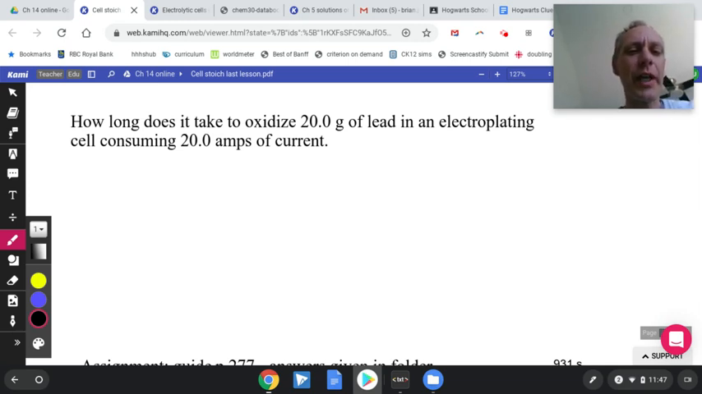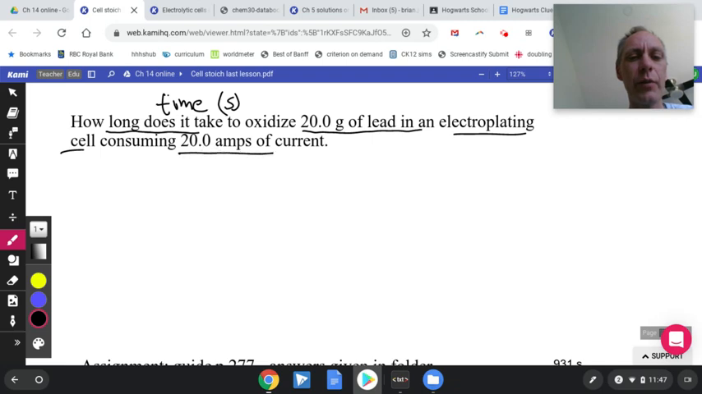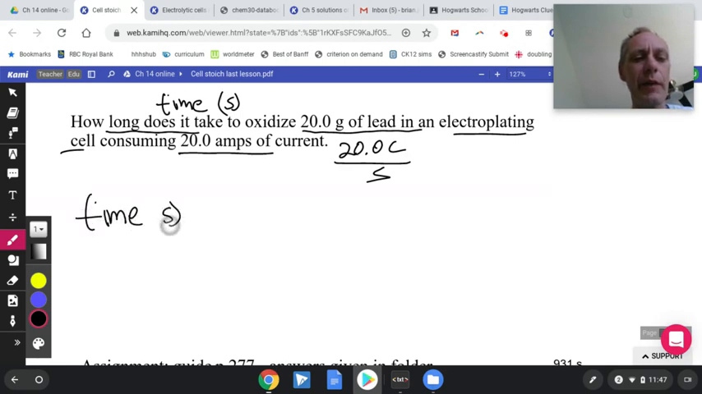Okay, so last one. How long does it take to oxidize 20 grams of lead? How long does it take? Okay, so we're looking for time in seconds. We've got an electroplating cell, and it's using 20 amps, which is 20 coulombs per second. Okay, we're solving by units, so we're looking for time in seconds. So I'm going to start with my seconds over 20 coulombs. There's what I want. Let's get rid of the coulombs.